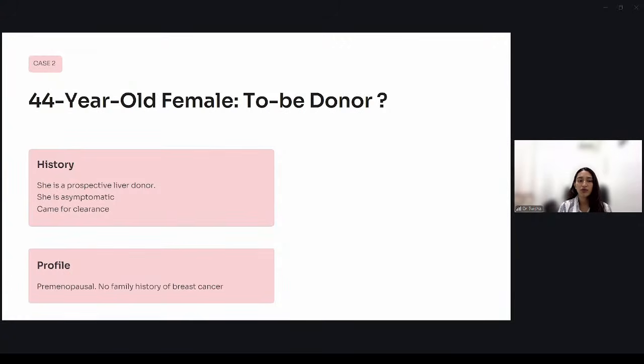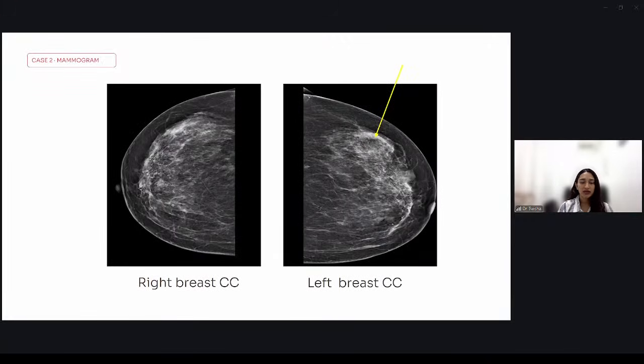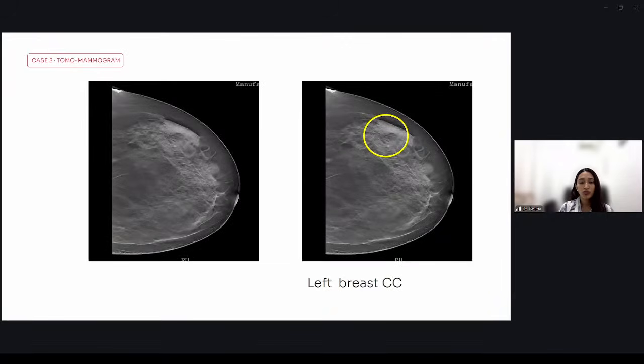Yes, sir. So she was a 44-year-old female prospective liver donor, asymptomatic, came to us for clearance. She was perimenopausal and has no family history of breast cancer. So here is her first 2D mammogram. Here we can only appreciate some focal asymmetry in the upper outer quadrant. On a tomo mammogram, we can appreciate the architectural distortion.